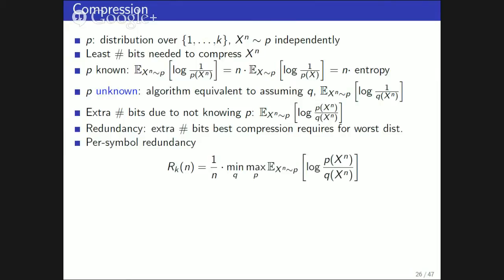There's a lot of work on this, and very nice work. Typically they look at the per symbol redundancy, so it's normalized by the sequence length: 1 over n, the minimum over compression algorithms, the maximum over all p in some collection of distributions, of this penalty. What people can show is that this redundancy behaves like k minus 1 over 2 times log n over n, where k is the number of parameters.